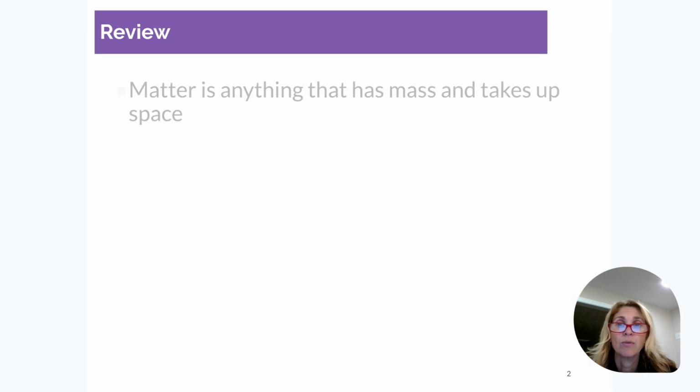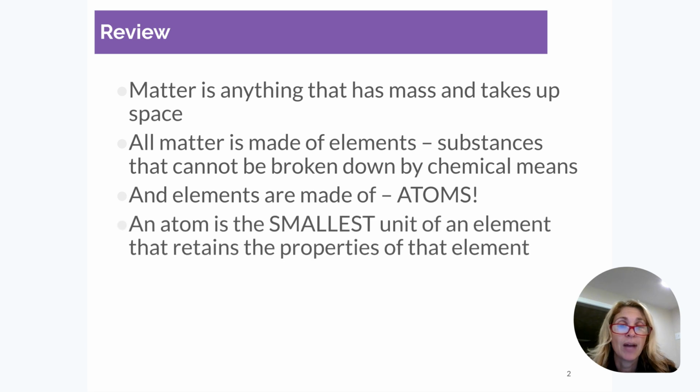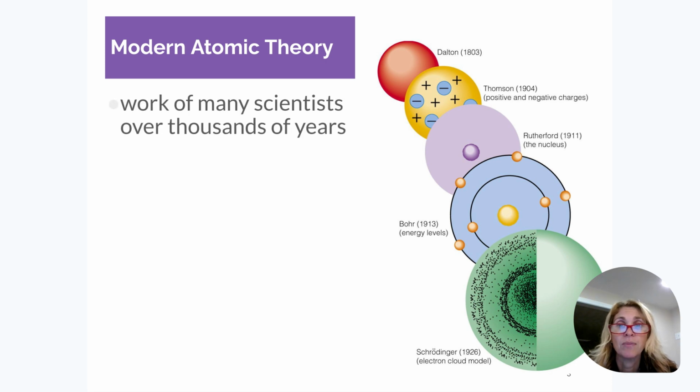Let's look back and review and remember that matter is anything that has mass and takes up space. All matter is made of elements, and elements are further made of atoms. Atoms will be the smallest unit of an element that retains the properties of that element. It took a lot of time, many scientists over thousands of years, to get to today's understanding of the atom. And the model of the atom has had to change as we've learned new information and new technology has become available.